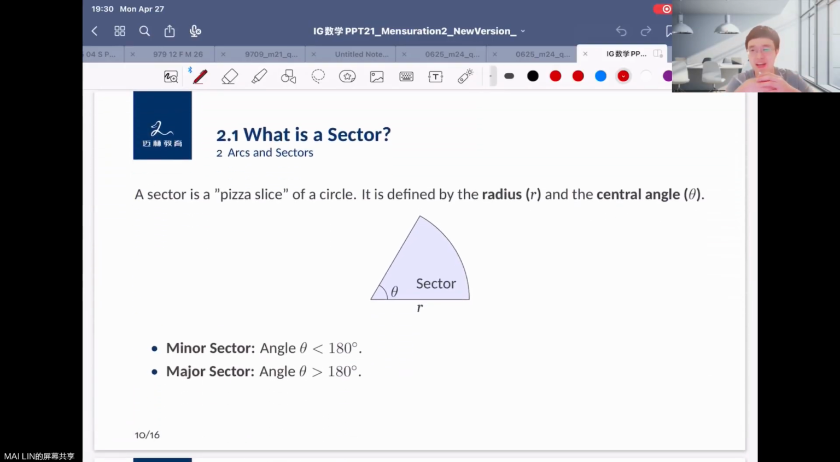You can find here, I'll give you a graph. A sector is like a pizza slice of a circle, because it is defined by the radius r and the central angle theta.